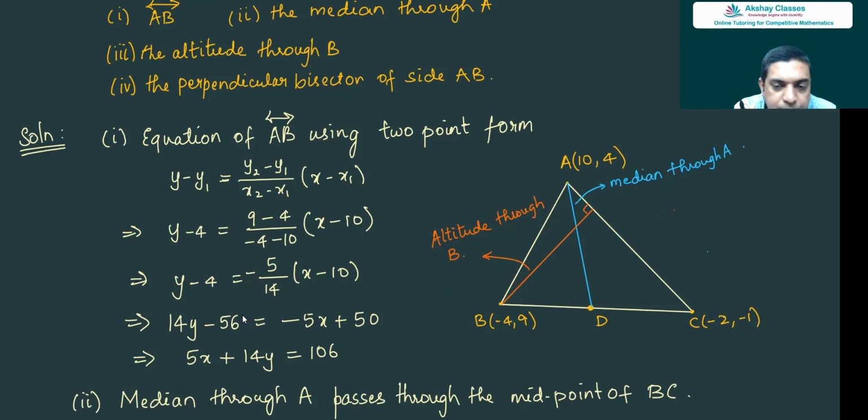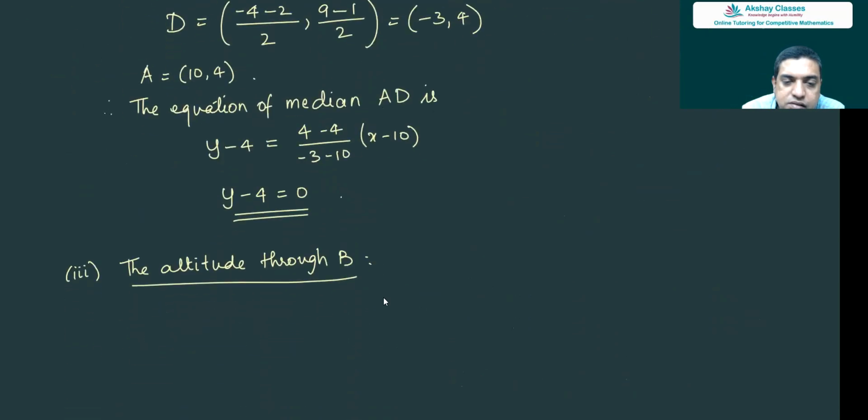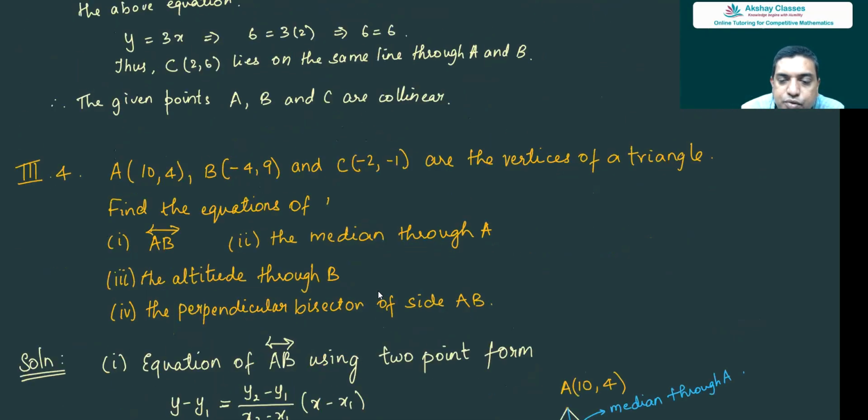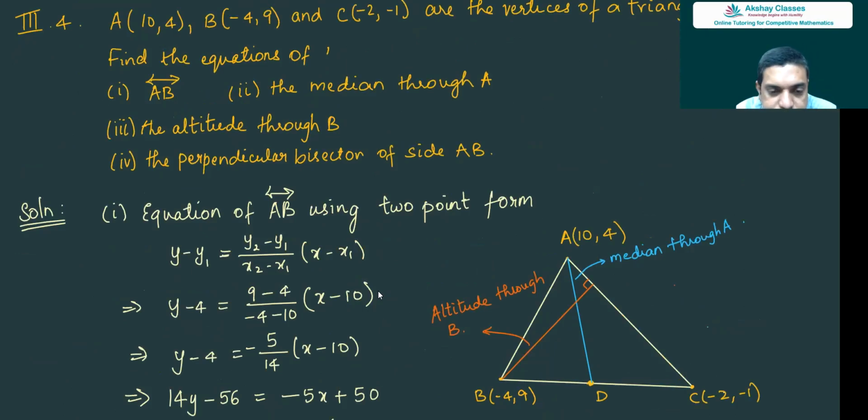Altitude through B. Okay. So how will you find the altitude through B? Now you explain. We need two conditions. One condition, it is passing through B. What is the second condition you can find?